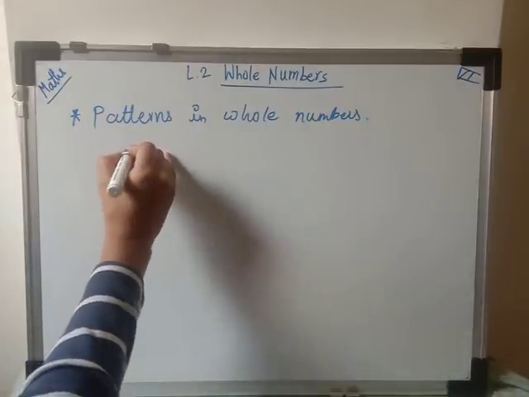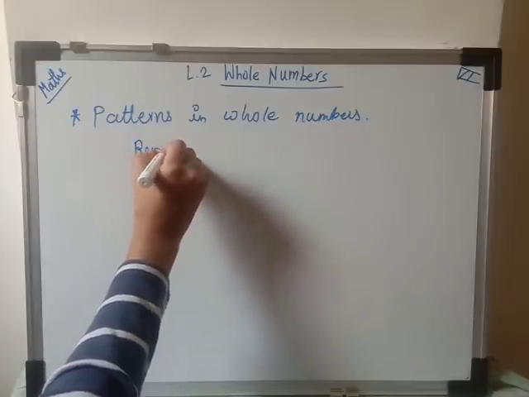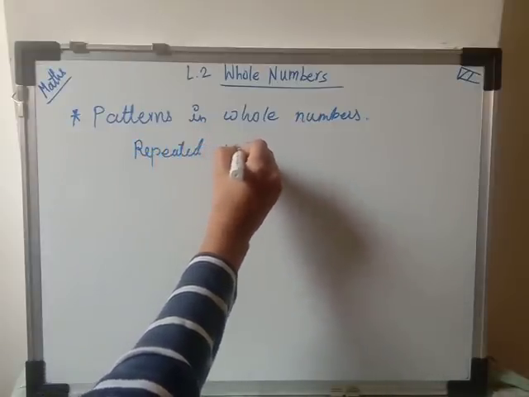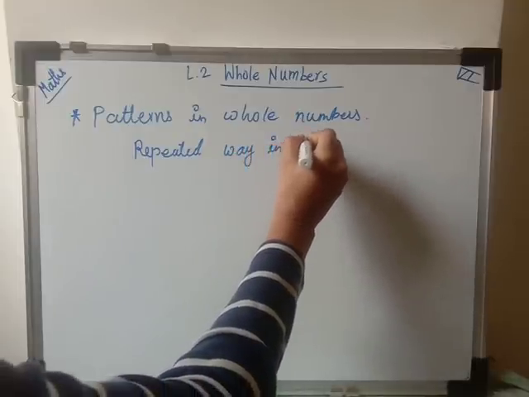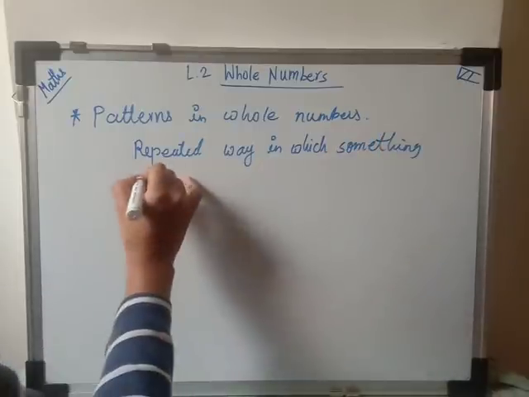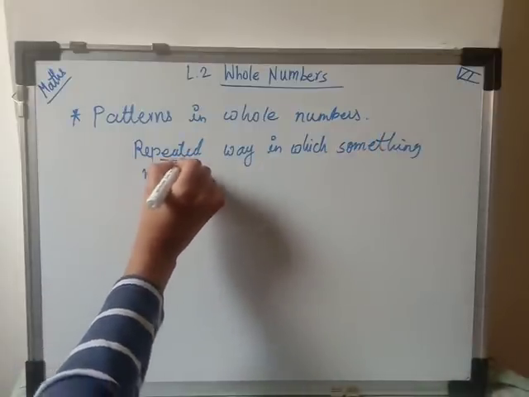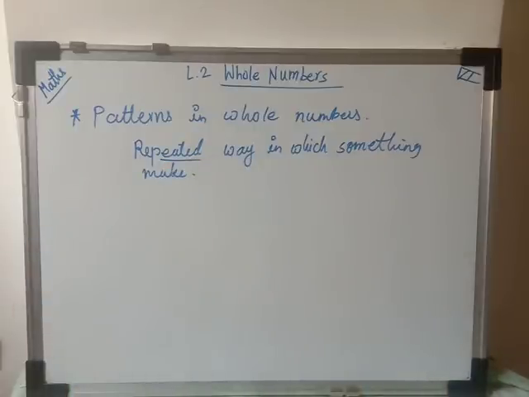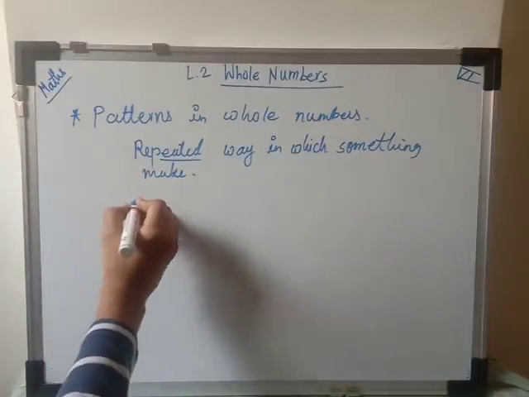We can say that a pattern is a repeated way in which something is made. So when we repeat any number or picture, one thing is formed over there, meaning the repetition, the similarity. We can see the similarity in those structures which we make using the same repeated design or the numbers or the pictures.